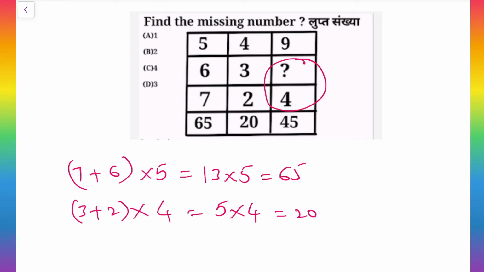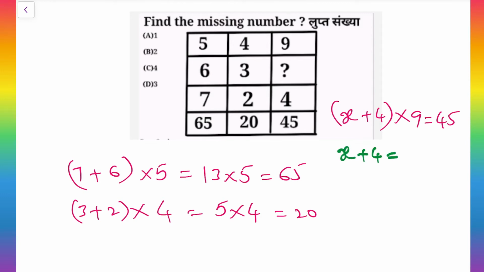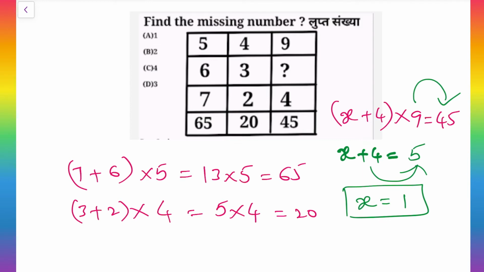These two numbers we need to add, but here one number is missing, so I will take it as some constant x. x plus 4. This answer we need to multiply with 9 so that we get 45. Okay, now let us simplify this. x plus 4 equals, this 9 I will take to the other side, then it will become division. So 45 divided by 9 is 5. Now take 4 also to the right side, then we get x equals 5 minus 4. It's nothing but 1.